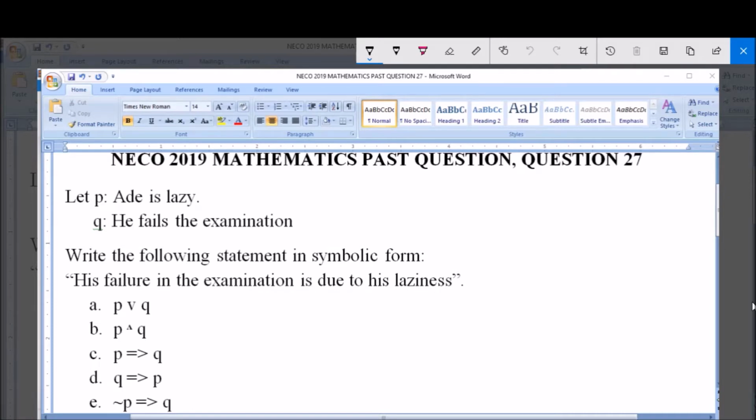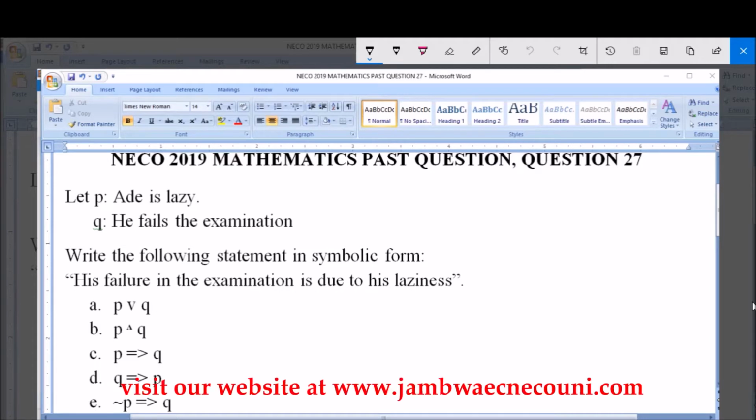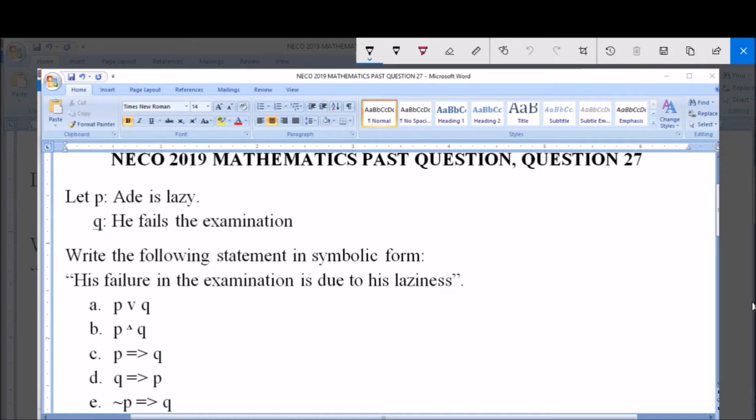Today we're going to be dealing with NECO 2019 Mathematics Past Question, question 27. Now we have logical statements P and Q, where P says Ade is lazy, and Q says he fails the examination. Now the question: write the following statements in symbolic form. The statement is, his failure in the examination is due to his laziness. Now the options: A, P or Q. B, P and Q. C, P implies Q. D, Q implies P, and E, not P implies Q.